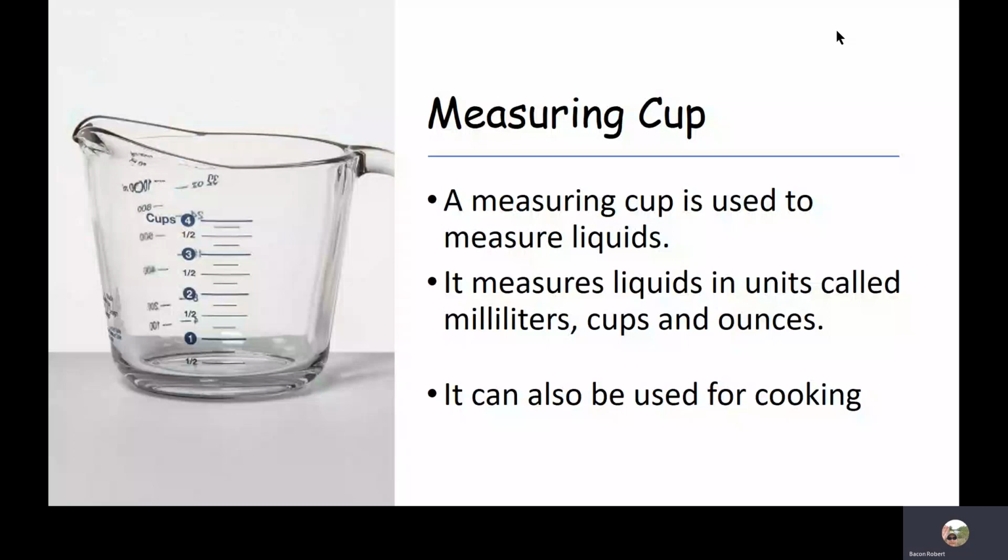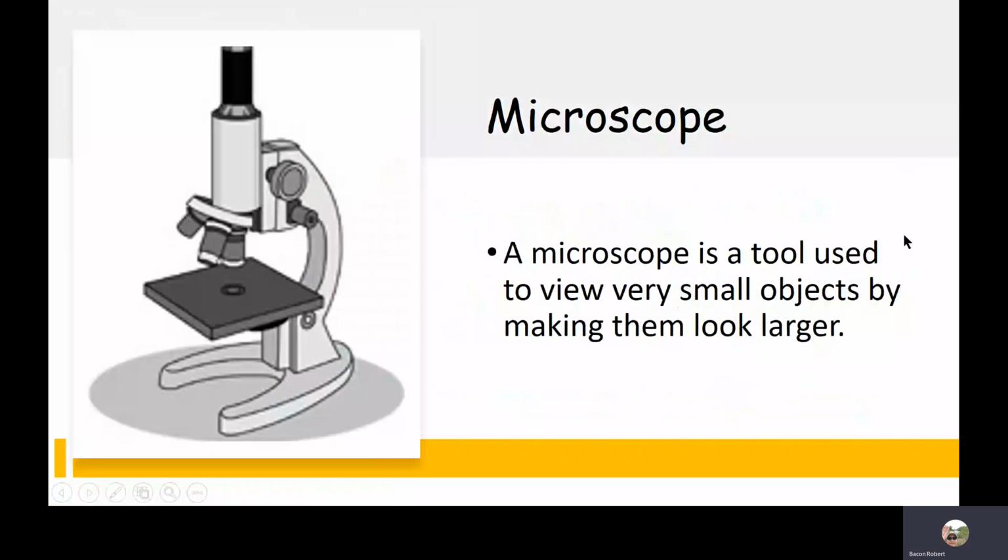Next is a microscope. This is what we think of when we think of science, isn't it? For sure with me. Anytime I see that, I think science. Our microscope is used to view very small objects by making them look larger.